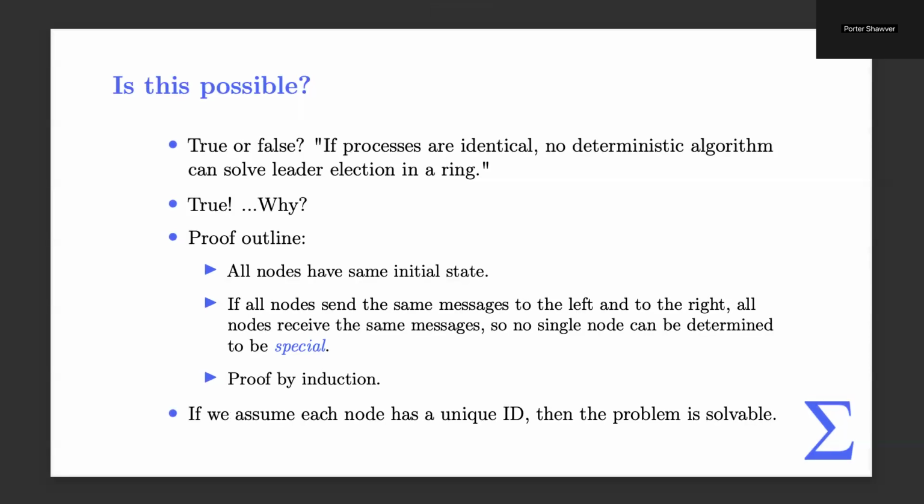Kind of like what you're mentioning with attributes, we're going to assume each node has a unique ID. Maybe we assign those IDs somehow, maybe they were randomly generated, but just assume each node has some unique ID, and then the problem becomes solvable.